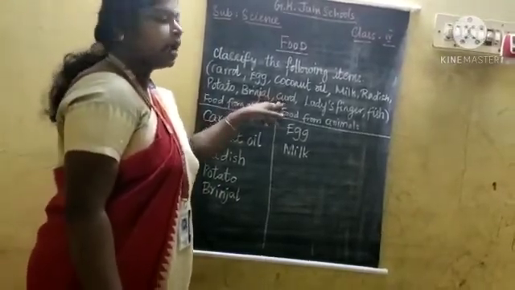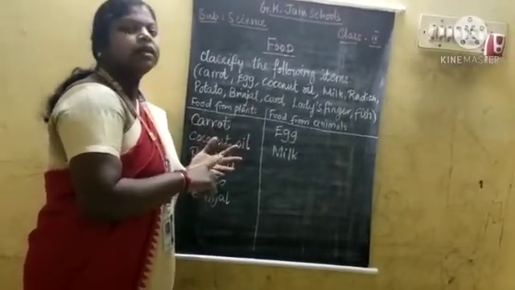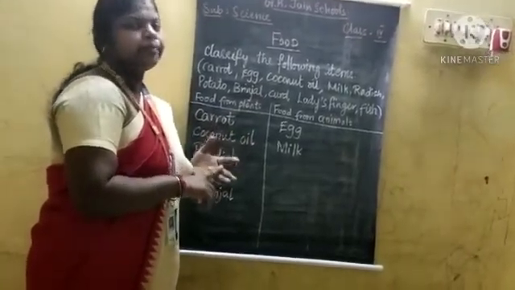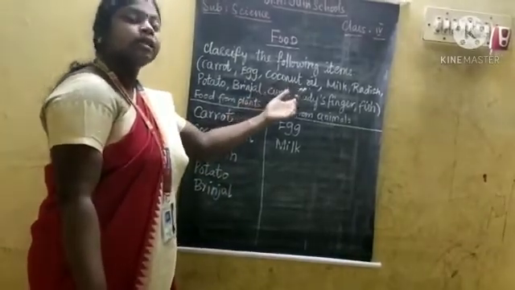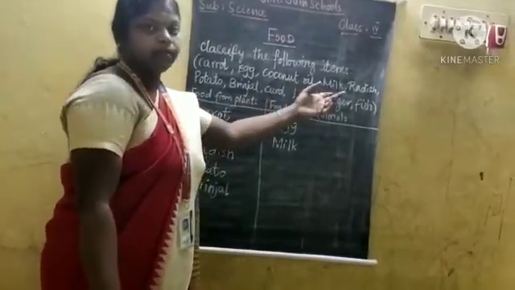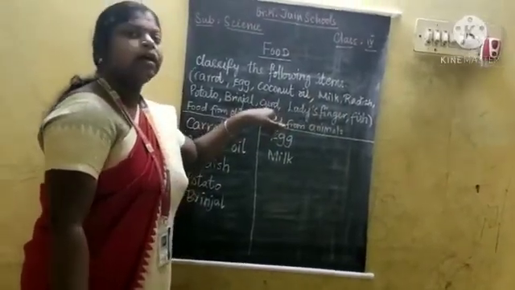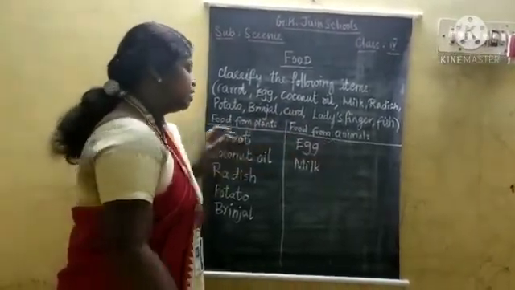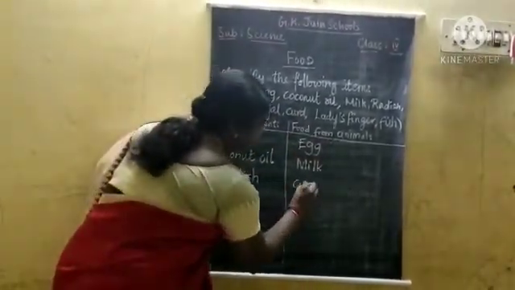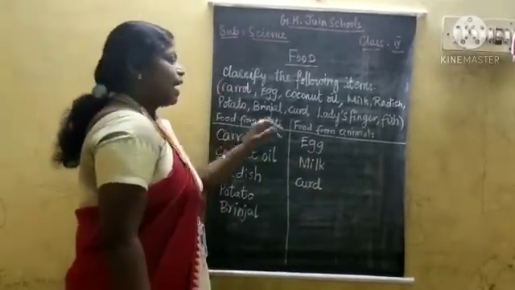The next one is curd. Curd, we all know that. Milk, curd, buttermilk, butter, ghee, cheese and paneer are the dairy products. Dairy products mean they are obtained from milk. So curd is a food which we get from the animal. From the milk only we get the curd. So that is a food from animals.